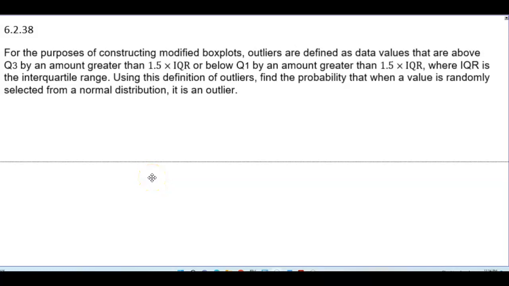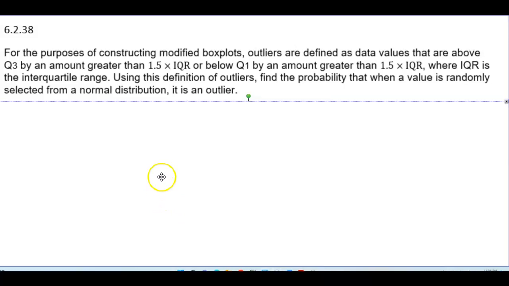For the purposes of constructing modified box plots, outliers are defined as data values that are above Q3 by an amount greater than 1.5 times IQR, or below quartile 1 by an amount greater than 1.5 times the IQR, where IQR is the interquartile range.